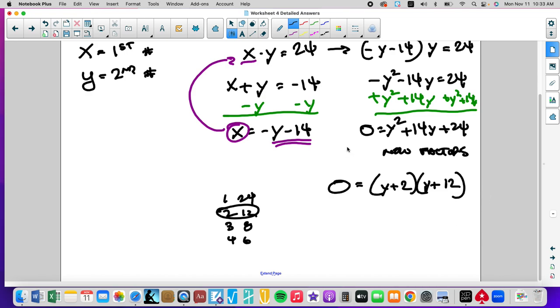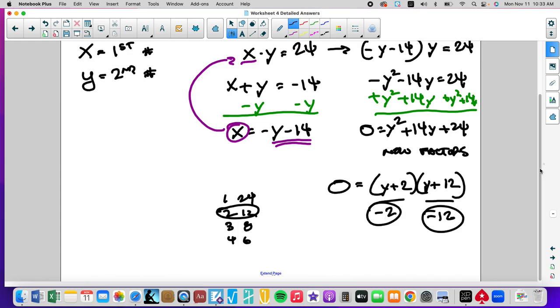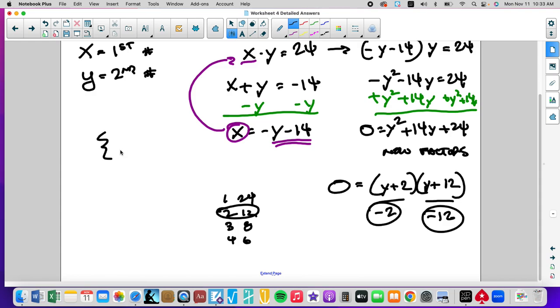Now we know that in order for something to multiply to equal 0, one of these must be equal to 0. So what value for y would make this 0? -2. And what value for y would make this 0 is -12. So what two numbers, when multiplied, equal 24? -2 times -12 is equal to 24. And when added, equal -14. So my numbers are -12 and -2. Those are the answers. It's somewhat complex.